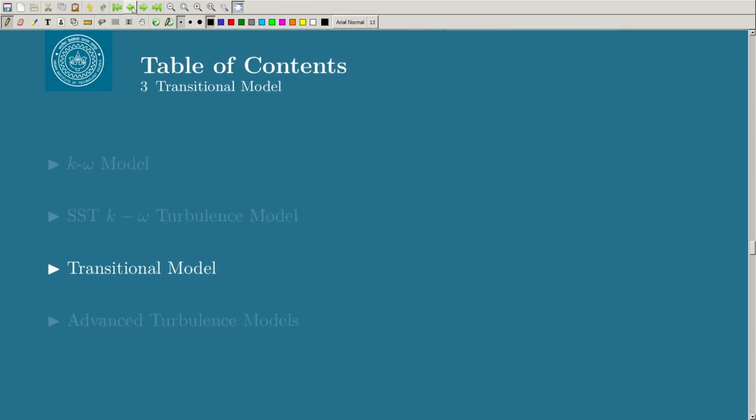Okay, so, I think we will stop here. In the next class we are going to discuss the transitional model, and then we will briefly look at some of the advanced turbulence models, and then we will stop the discussion about RANS modeling.